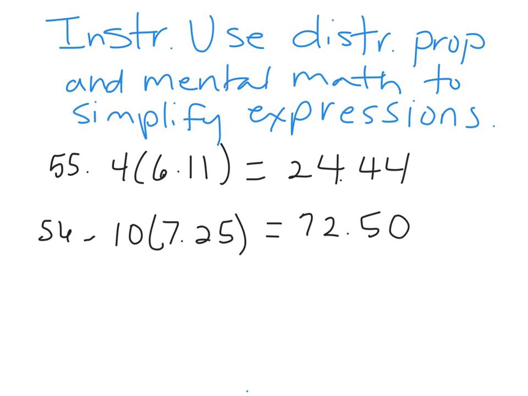Now here's a set of instructions in that same lesson. Use distributive property in mental math to simplify expressions. Here we had problem number 54, which is 4 times 6.11. That's just a multiplication problem, and you come out with 24.44. Same on number 56 here, 10 times 7.25 equals 72.50.